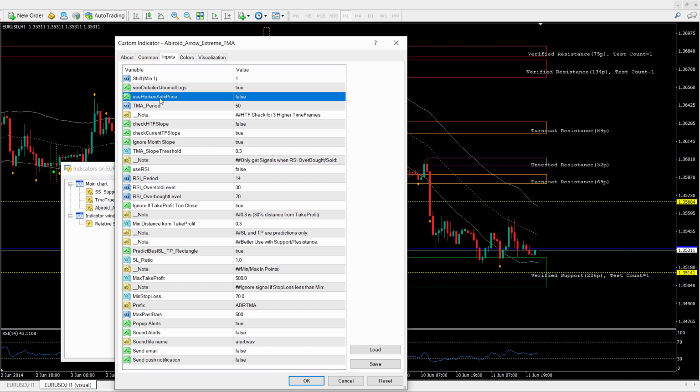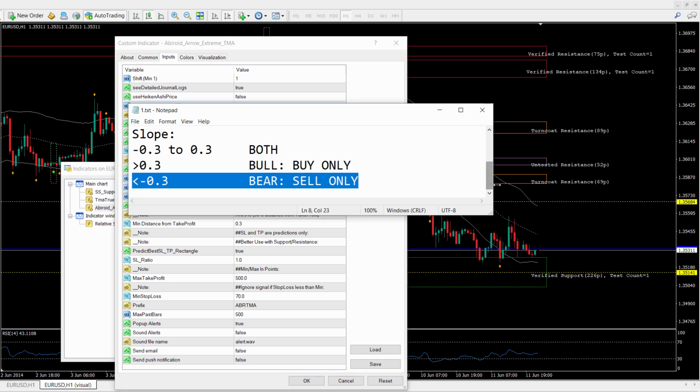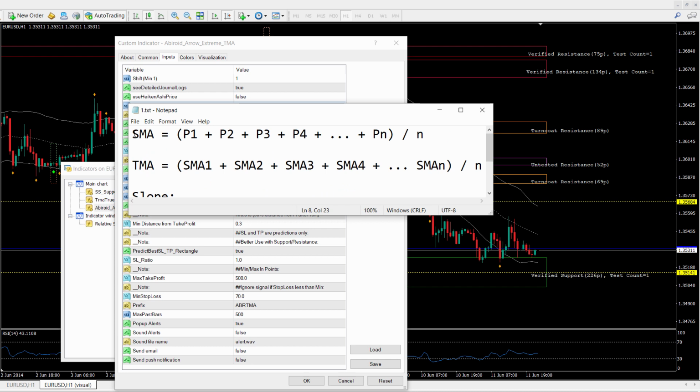Next up, you can also use Heiken Ashi price. Right here it is using the actual price, but I'll show you later on how to use the Heiken Ashi indicator with this. Next is the TMA period, so how many previous bars you would like to take. TMA is basically triangular moving average, and it is the average of simple moving average. Let me just show you. We all know that simple moving average is the average of all the prices and the total number of bars.